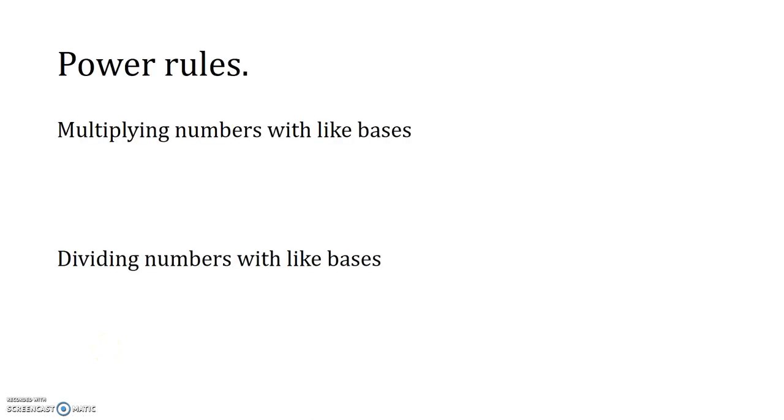The first rules we are going to talk about are the power rules. These power rules deal with multiplying and dividing numbers with like bases. First, we have to talk about what is a like base. So, for example, if I am multiplying 2 to the third times 2 squared, both of the large numbers are the same, those are the bases. When I multiply numbers with like bases, I am allowed to just add the powers together. So 2 to the third times 2 squared would be 2 to the fifth.